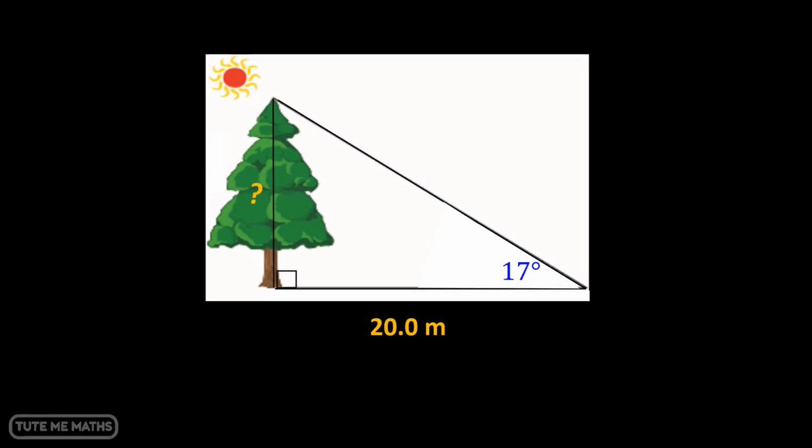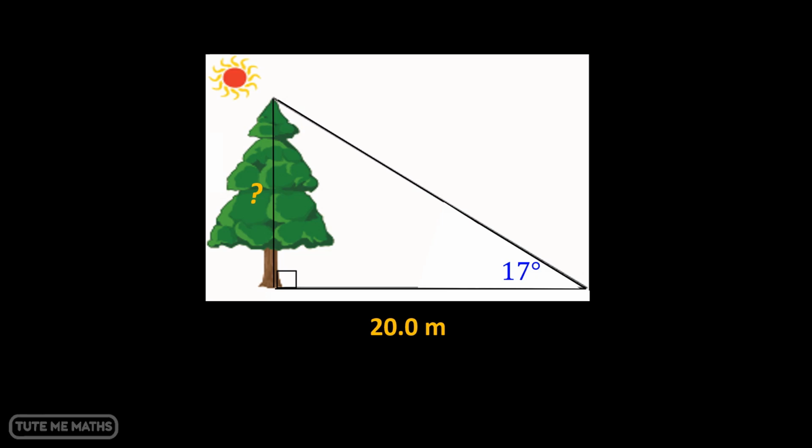Let's revisit our tree example from the first two videos, but with more realistic information. Here we see that 20 meters from the base of the tree, the angle measured from the ground to the top of the tree was found to be 17 degrees. We wish to calculate the height of the tree.